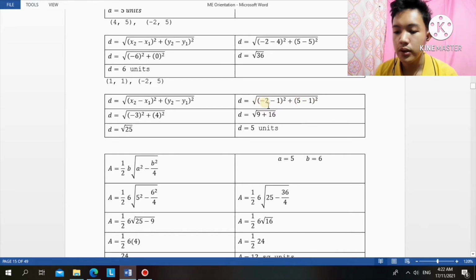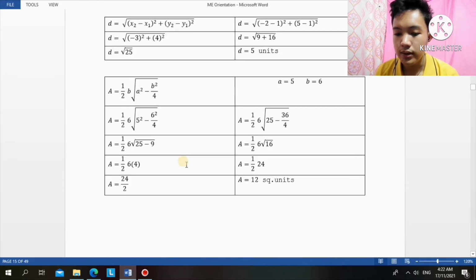So negative 2 minus 1 is equal to negative 3. Then 5 minus 1 is equal to 4. Negative 3 raised to 2 is equal to 9. And 4 raised to 2 is equal to 16. So 9 plus 16 is equal to 25. The square root of 25 is equal to 5. So our distance is equal to 5 units. So we have all the distances.